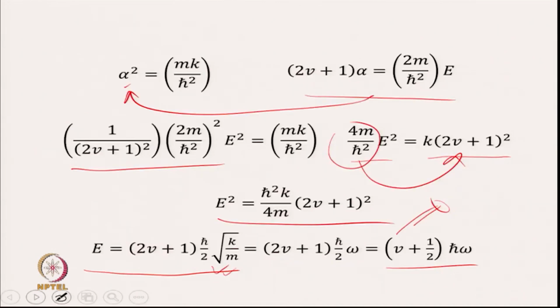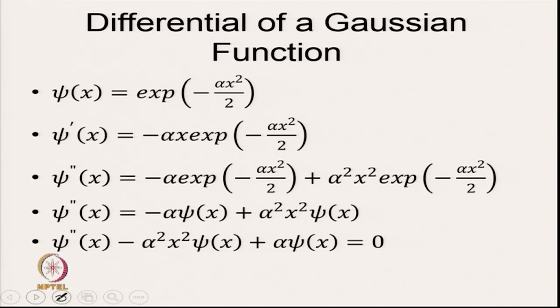Now we can see the solution of this. Suppose we start with psi x equal to exponential minus alpha x square by 2. If we take the first differential, because the differential of minus alpha x square by 2 is minus alpha x, we get the first differential as minus alpha x exponential minus alpha x square by 2. If we differentiate again with respect to x, we get this. Here first x is differentiated taking the exponential as constant, and then x is taken as constant and the exponential is differentiated, and so you get this equation.